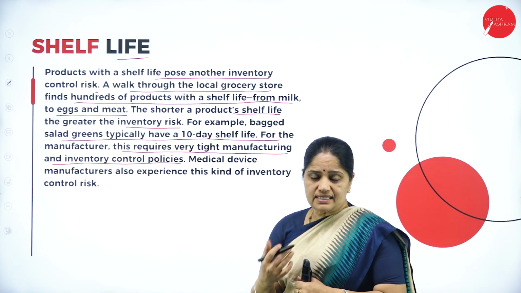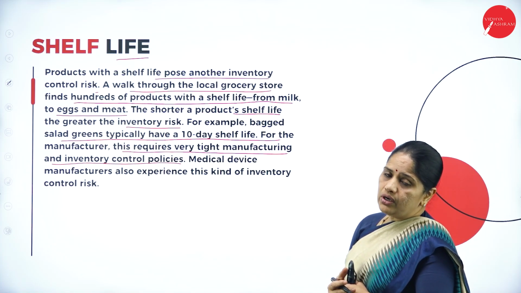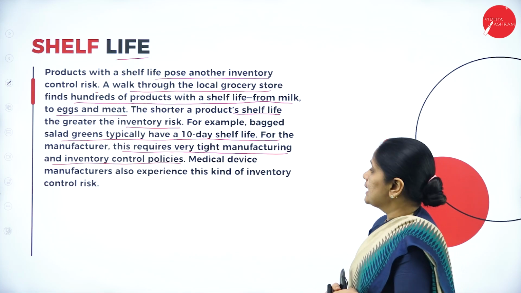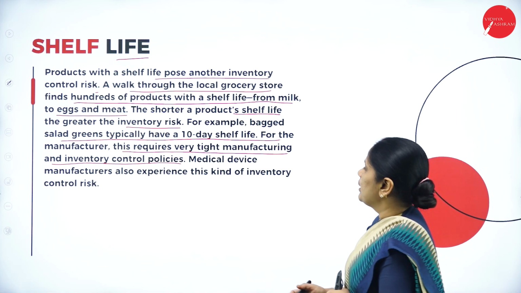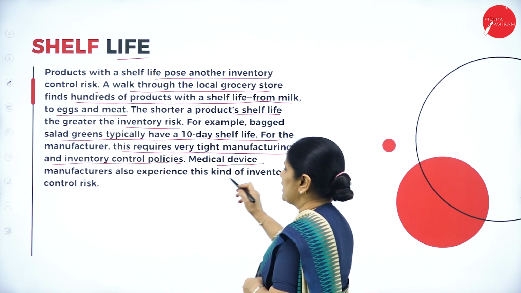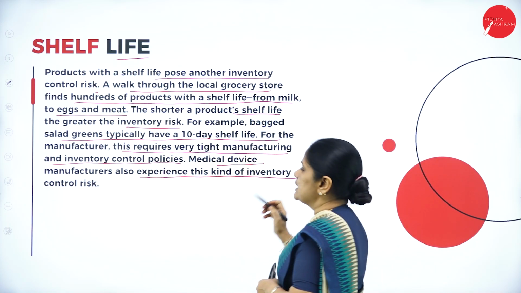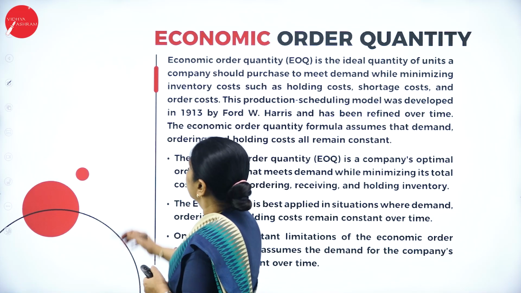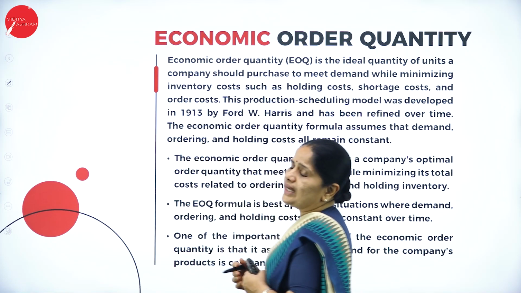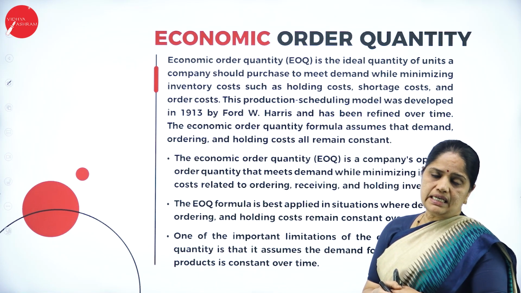So, within 10 days, it has to be sold. So, the retailer who will be selling the greens will have a very tight inventory control policy. Medical device manufacturers also experience this kind of inventory control risk. Now, next we have the various techniques of inventory control.